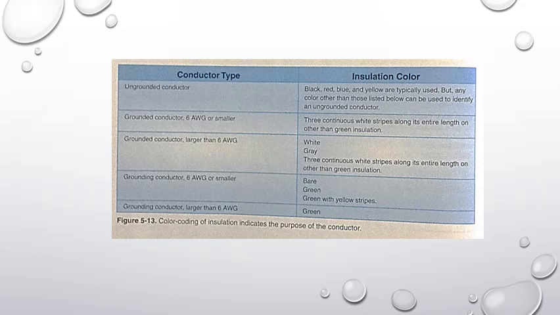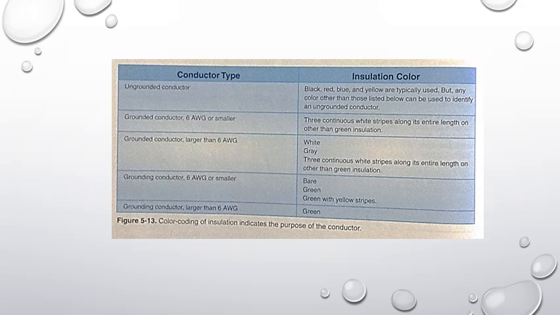And the name of the table continues: not more than 3 current carrying conductors in raceway, cable, or earth directly buried, based on ambient temperature of 30 degrees C, which is 86 degrees Fahrenheit. This is a very important table, 310.15b16. Please review it.